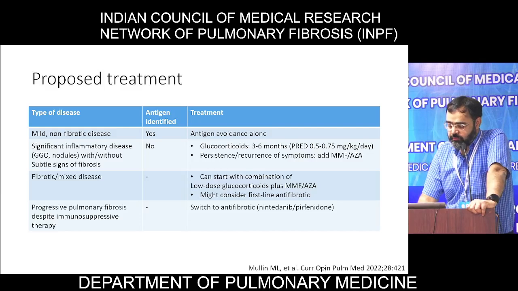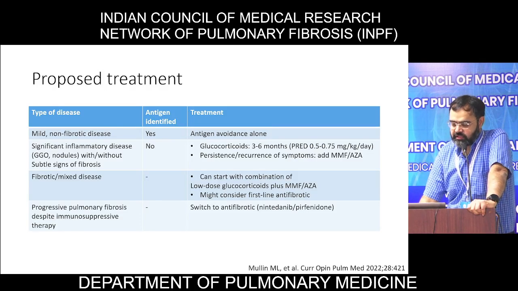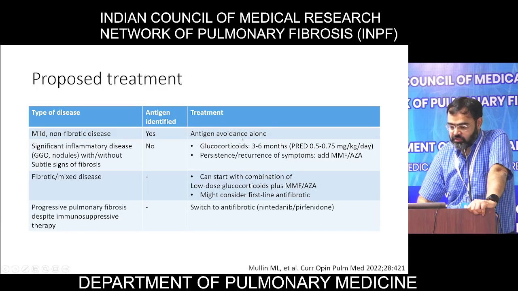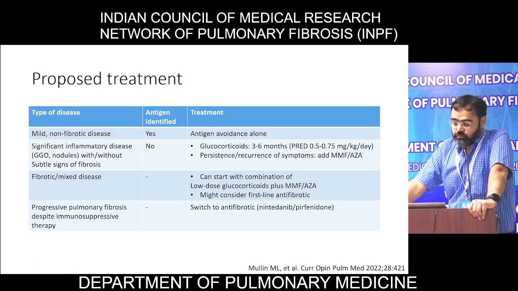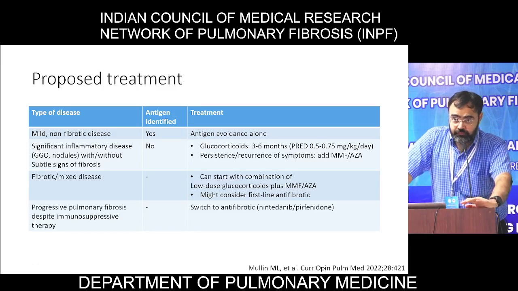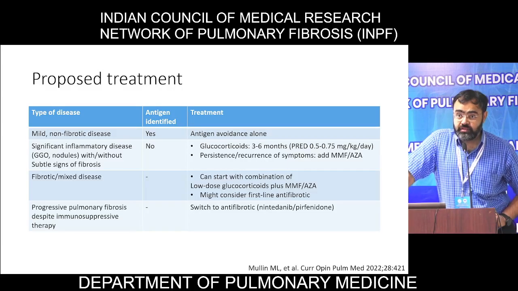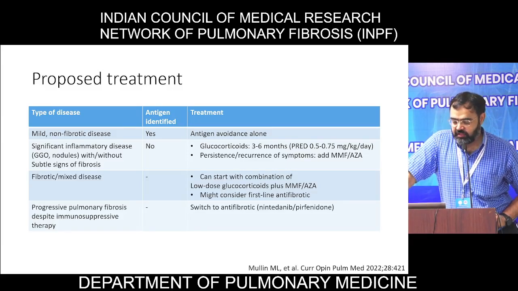So the proposed treatment which we commonly use in our practice is that if you have mild non-fibrotic disease, antigen avoidance alone, which I didn't much elaborate on. So sometimes a very mild and early disease could settle with antigen avoidance alone also. So if you have a clear antigen, for example, say a pigeon feeder, and you just tell him to shift to a place where there are no pigeons and there are not even traces of any pigeon related material, then the disease might completely recover. But a few cases will progress despite antigen avoidance.